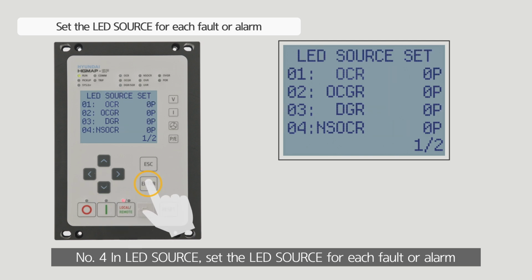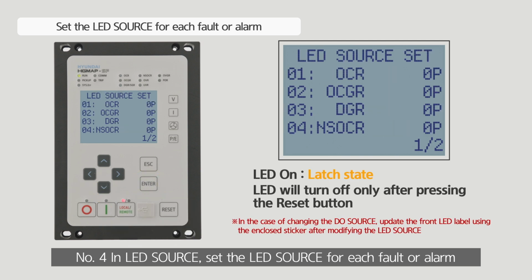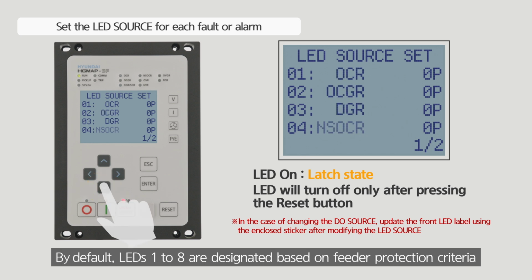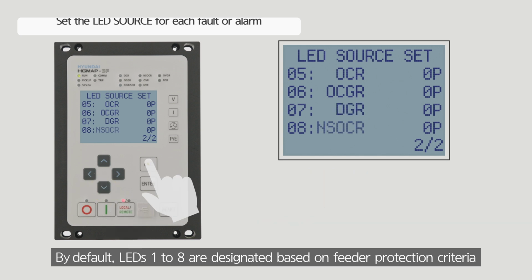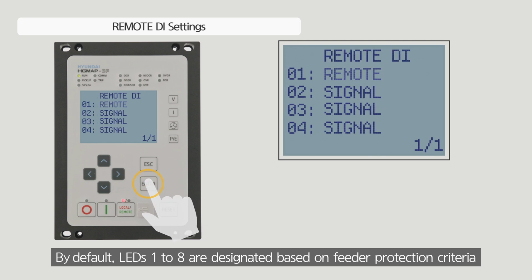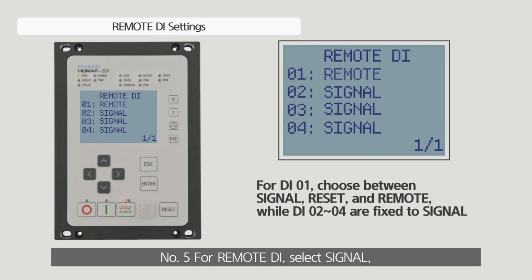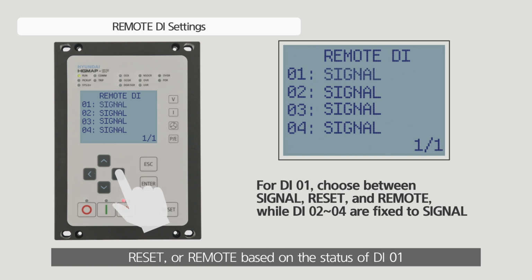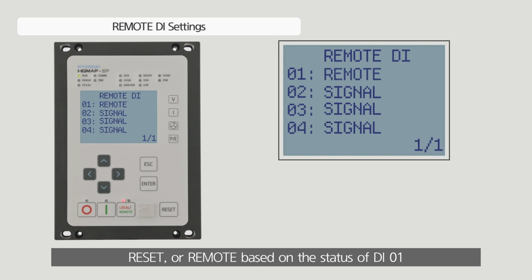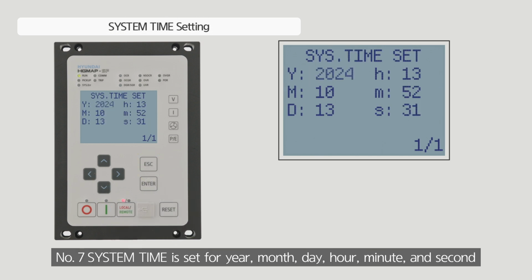Number 4 is LED source. Set the LED source for each fault or alarm. By default, LEDs 1 to 8 are designated based on feeder protection criteria. Number 5 is remote DI. Select Signal, Reset, or Remote based on the status of DI number 1. Number 7 System Time is set for year, month, day, hour, minute, and second.